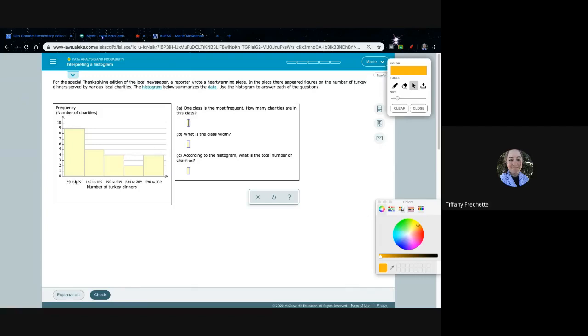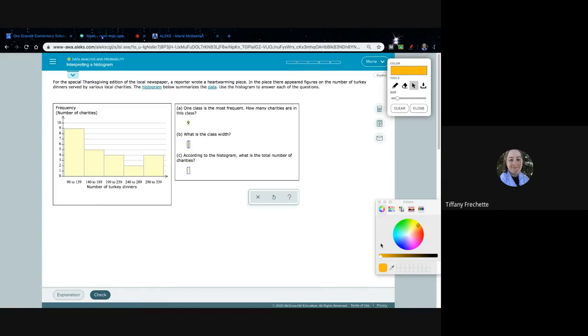So we look at this and we say the most frequent. So that's this one because it's the top. How many charities are in this one class? So remember, number of charities is going up the side here, and number of turkey dinners is along the bottom. And by class they just mean bars. So this one is the most frequent, which is 90 to 139, and there are 9 charities. All right, what is the class width?